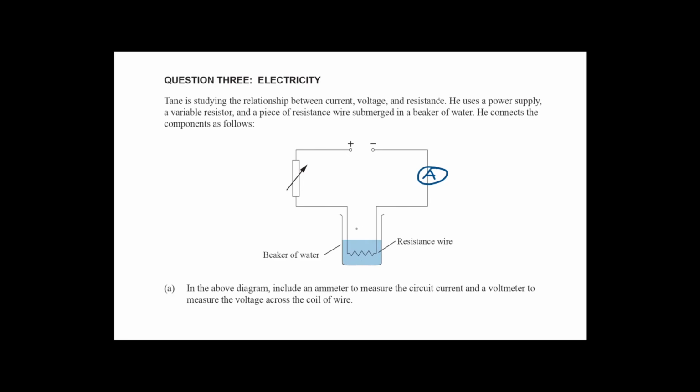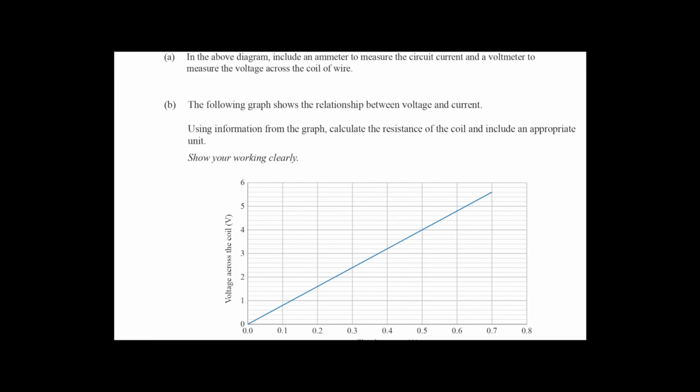Somewhere between here and here, or I guess even here. Somewhere between one end of the resistance wire and the other end of the resistance wire. So we could put it here or here. Probably the most logical place would just be straight across at the shortest possible point. And that's that. So now we're given a graph.